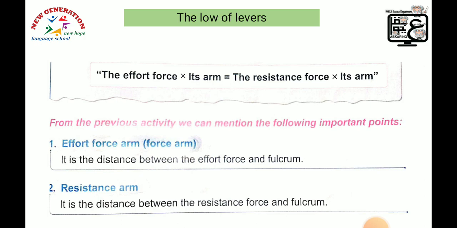So from the previous information, we can mention the following important points. Number one, effort force arm or force arm. Both of them are right. It is the distance between the effort force and the fulcrum. Number two, the resistance arm. It is the distance between the resistance force and the fulcrum. It's so easy. Again, the effort force arm or the force arm is the distance between the effort force and the fulcrum. Number two, the resistance arm is the distance between the resistance force and the fulcrum.